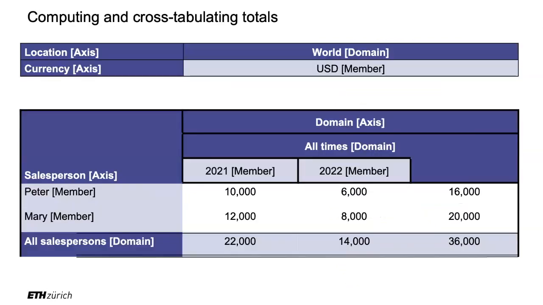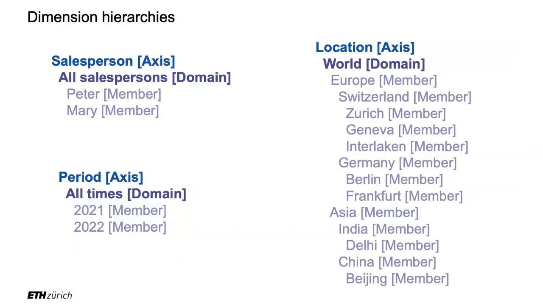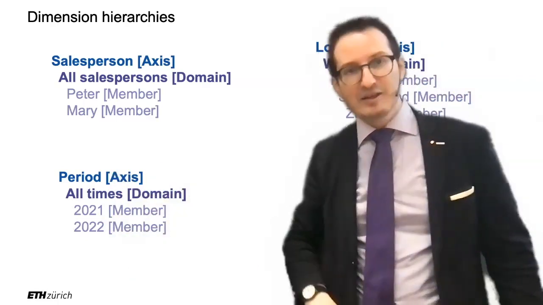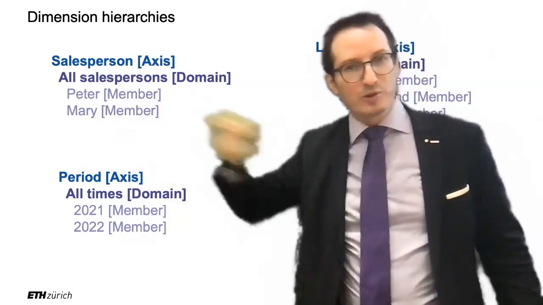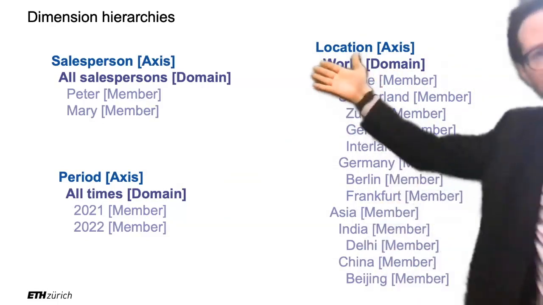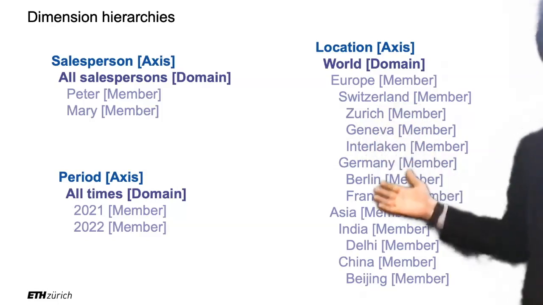Now, the reason we can do these sorts of things is a feature that the dimensions in data cubes have, and this is something we don't have in relational tables. It's that the dimensions organize their values in a hierarchy. In the case of the times, here it was just a flat list of years. The people were also a flat list, but the most obvious hierarchy is for the world. You can have the continents, the countries, the cantons, the cities, and so on.